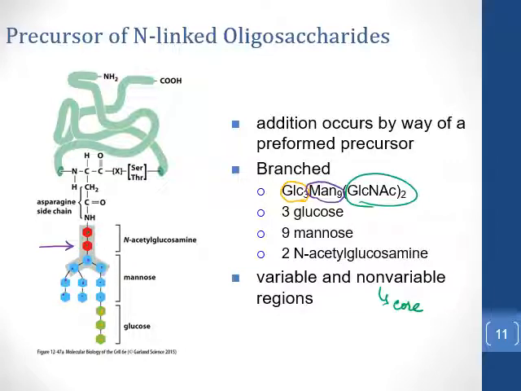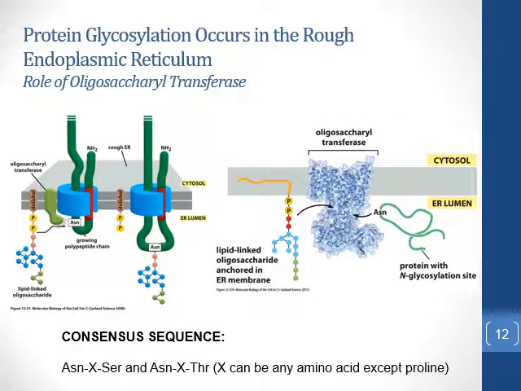I also like this slide because, again, you can see really nicely the asparagine side chain, and you can see the sugar linked to that asparagine side chain. Now, let's think about how this is going to work. So it turns out that preformed precursor is made in the lumen of the ER, and we're going to talk in a minute about how that preformed precursor is made. But let's assume right now that it's made. And here's the ER, so we're over on this side.